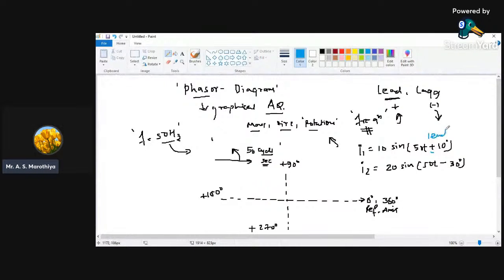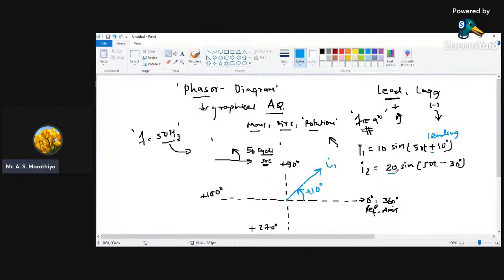So this is going to be a leading one, leading with respect to the reference axis, which is nothing but the 0-degree axis. So here I1, this is the origin, and here we need to indicate I1. Somewhere over here, this is going to be I1, and this is going to lead the reference. That's why it has to be indicated in the anti-clockwise sense by an angle of 10 degree. So this is going to be 10 degree or plus 10 degree. This is very important. And then we need to indicate I2.